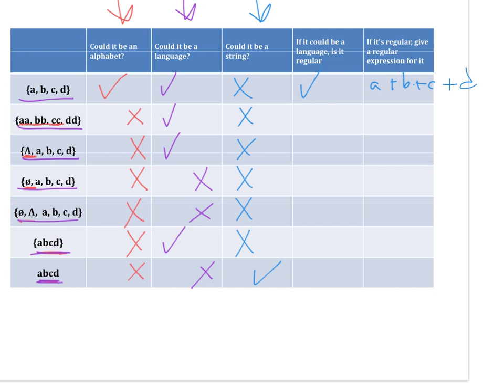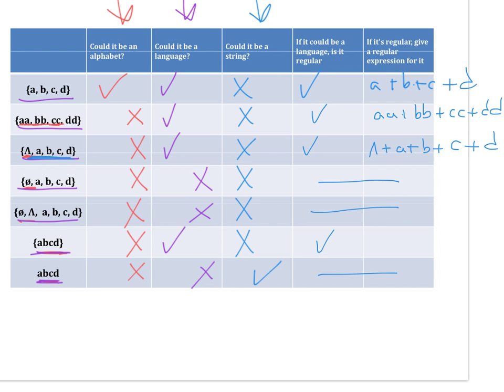Again, this was a language, and we can make a regular expression for it: AA plus BB plus CC plus DD. The next one over here, again, totally regular language. This would be lambda plus A plus B plus C plus D. Not a language, so it's not applicable. Not a language, not applicable. That bottom one's not a language. This one is a language with just a single string, ABCD, so that is the regular expression for that language.